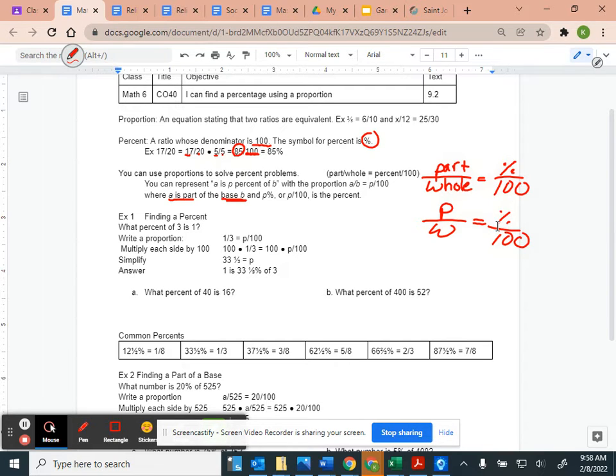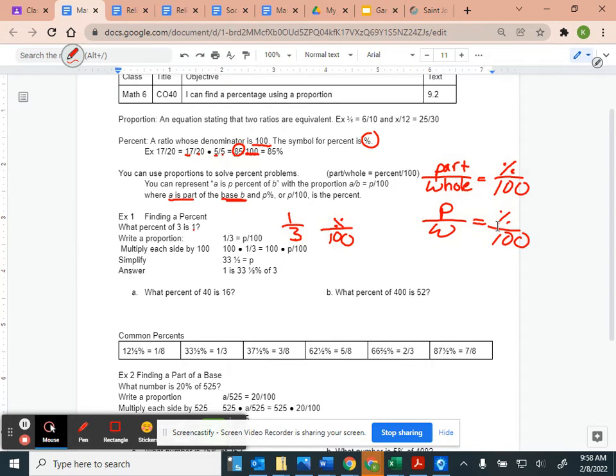So finding a percent: what percent of 3 is 1? So what don't we know? We don't know that percent. That's what we're trying to find, over 100. So what percent of 3? 3 is our whole number. That's our base number, that whole number. So that goes on the bottom. And we want to know what percent 1 is of it. So our part is the 1. So it's 1/3 equals the percent over 100.